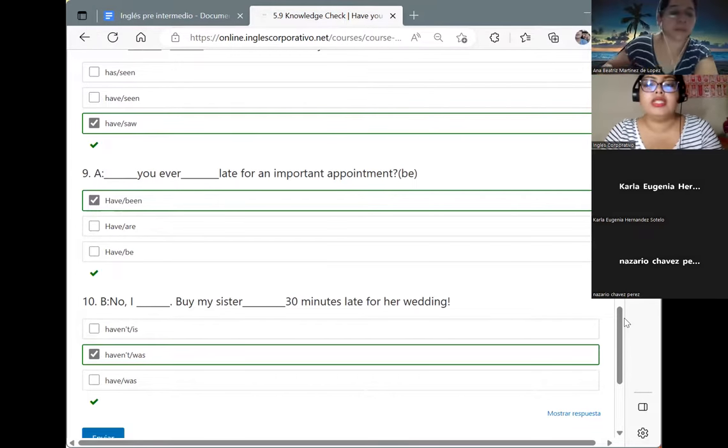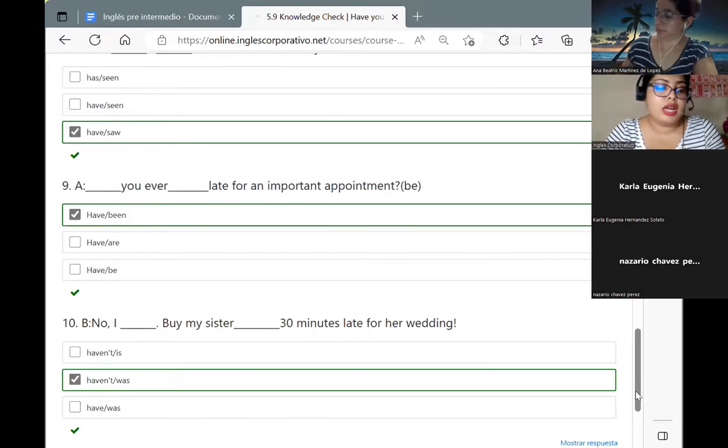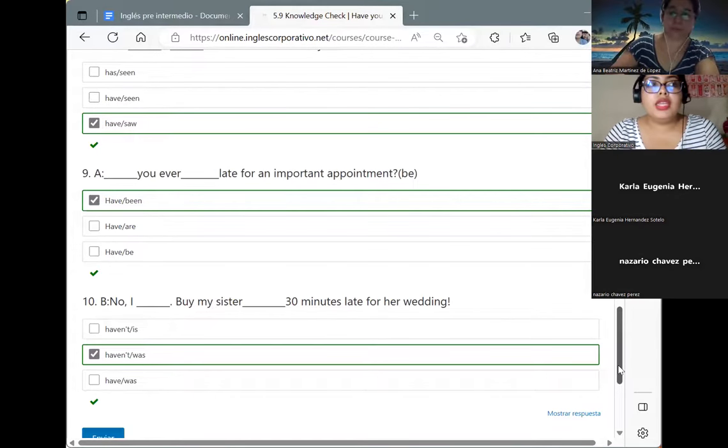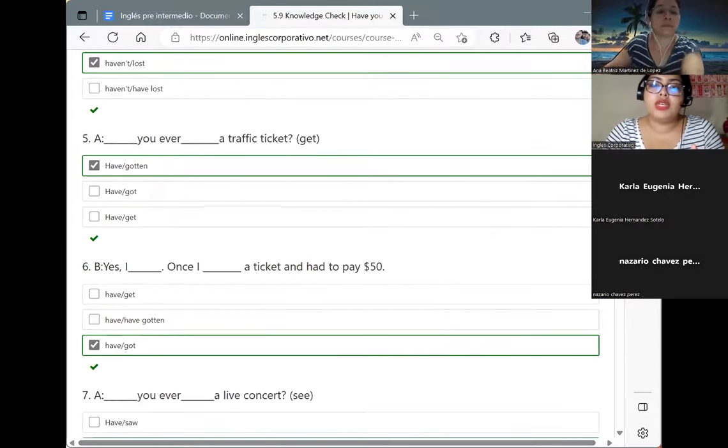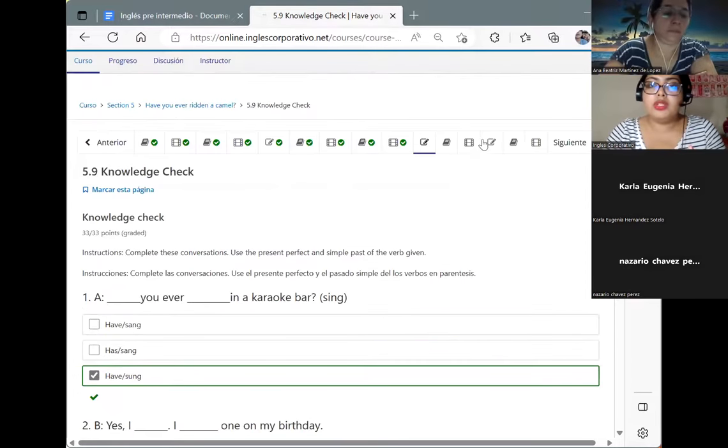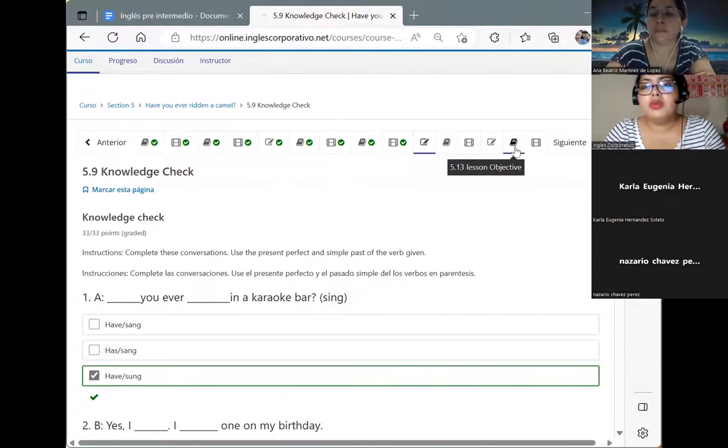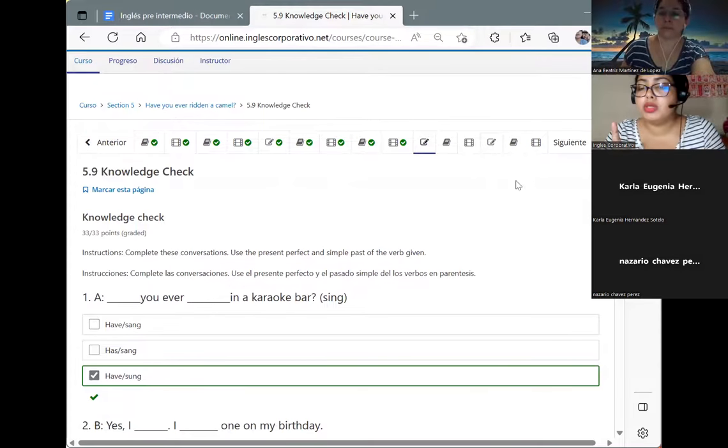Okay, very good, perfect. So we're going to complete the next topic, where we are going to mark the difference between two words. You're going to see what those words are, how we can use them in English, and in specific information. And also, we're going to see some examples of the use of these words. We are going to complete this knowledge check, 5.12, tomorrow, and also the exam.